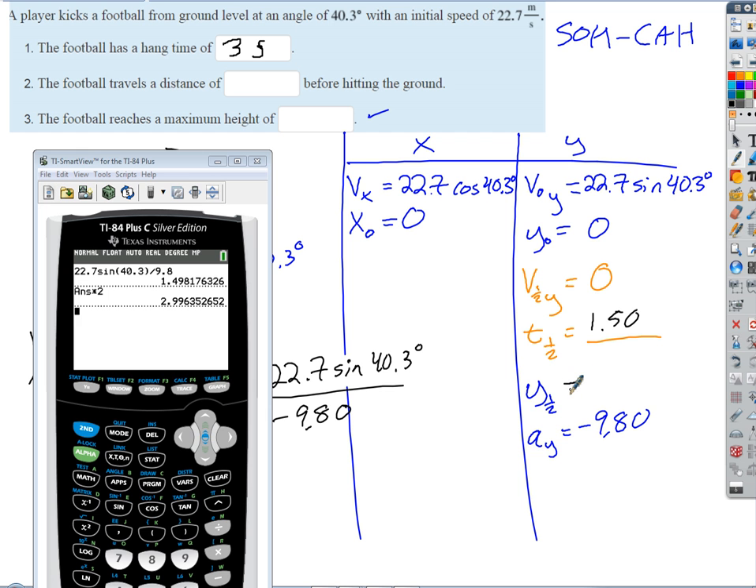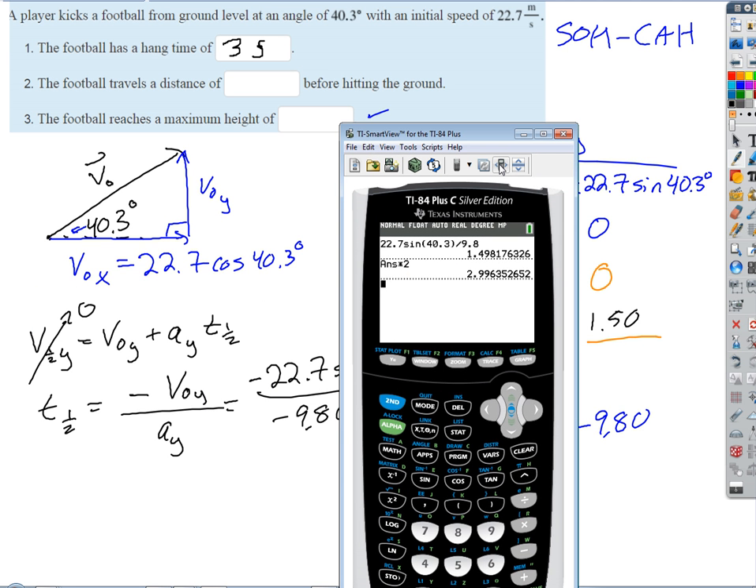Yeah, good. So now we can plug into our equation for vertical position for y. And what's that going to be? y equals, and this is just going to be the big daddy, right? So y equals y naught plus v naught sub y times t one half plus 1/2 a sub y t one half squared. And we know all those numbers. We'll just plug it in the calculator.